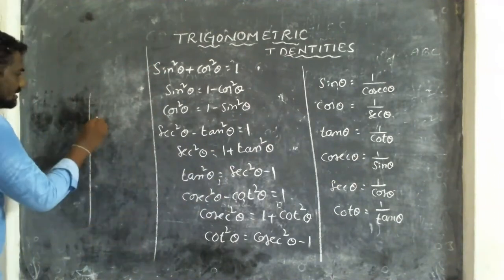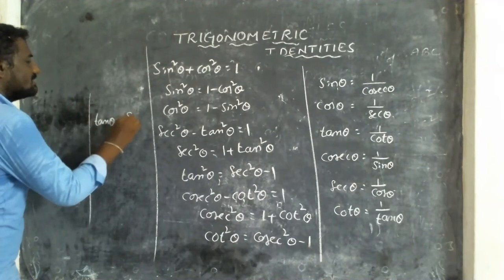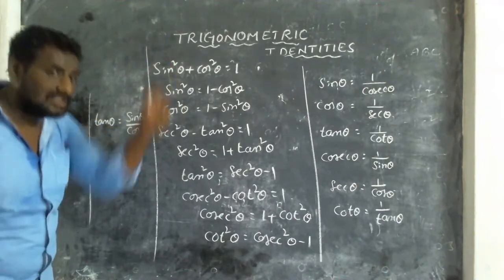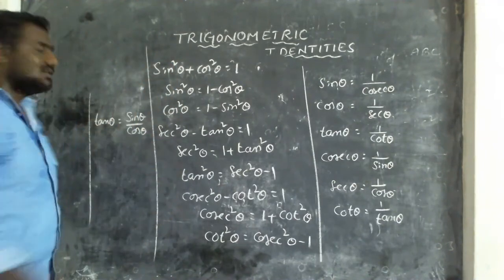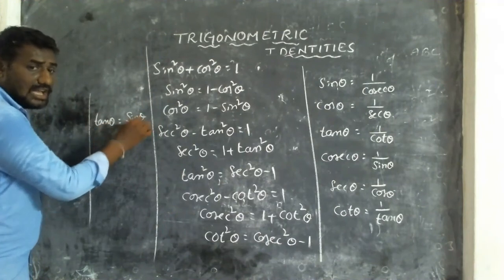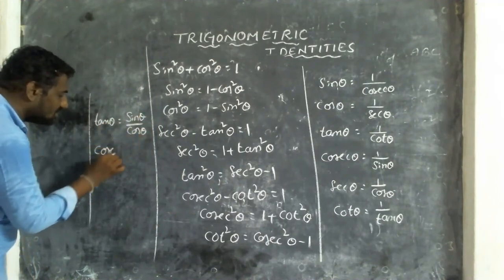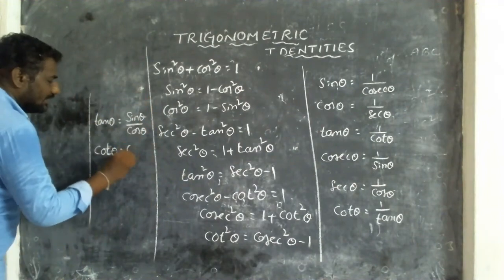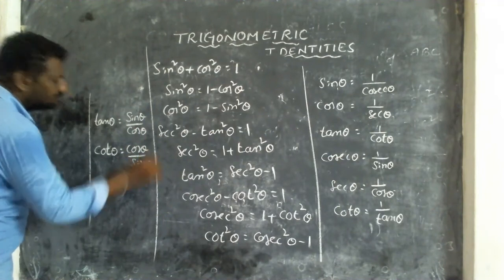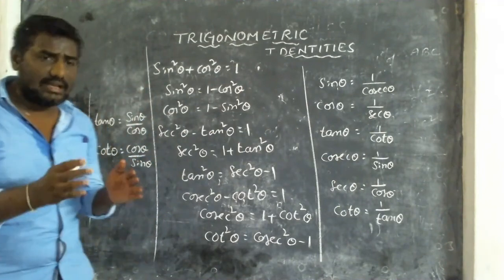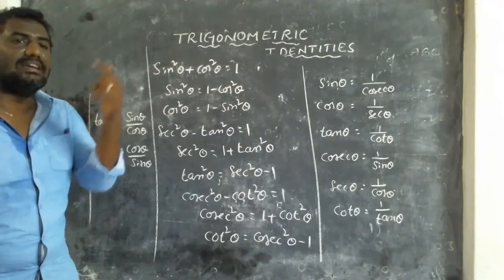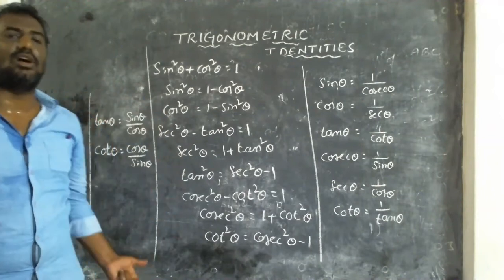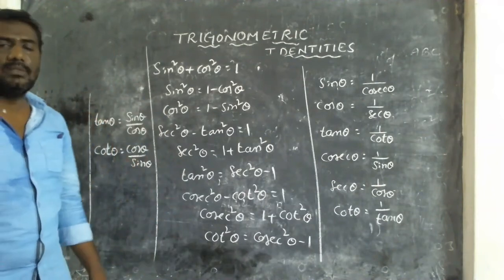Very, very important: for tan, we have one formula, that is sine theta by cos theta. Our main trigonometric ratios are sine, cos, and tan. You get tan by dividing sine by cos. In the same way I write the cot theta formula. Cot is the reciprocal of tan, so you reverse it: cos theta by sine theta. Sine by cos is always tan, and if you reverse it, it becomes cot, that is cos by sine.